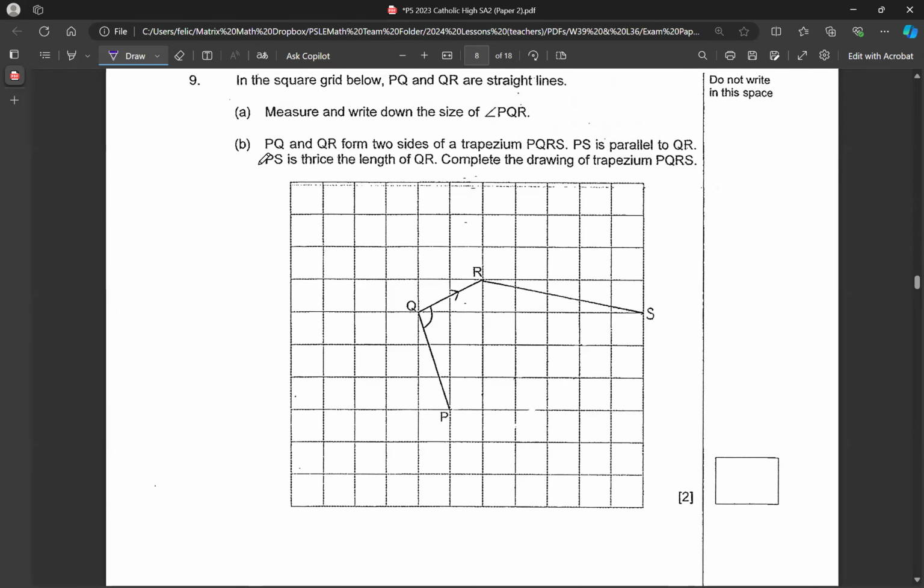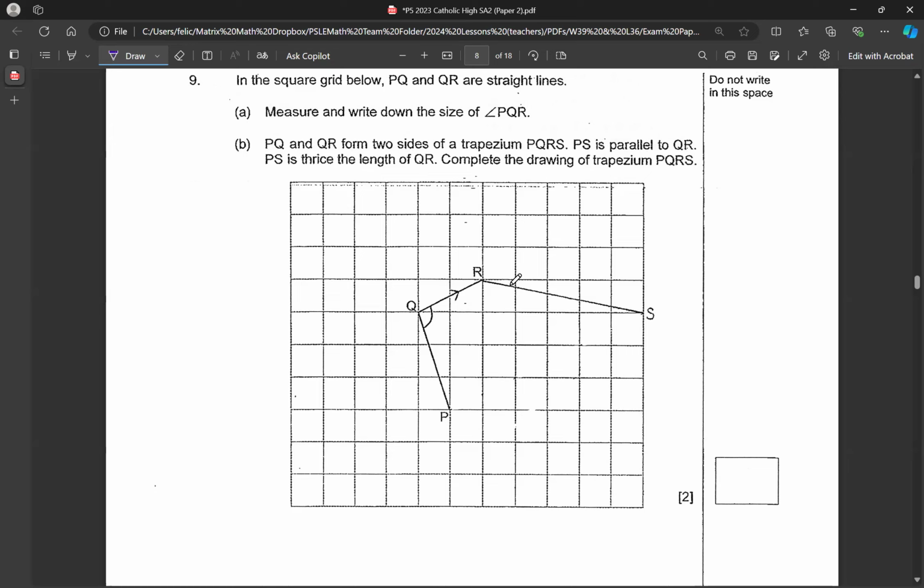Okay, the next one, PQ and QR form two sides of trapezium PQRS. Trapezium, we just covered this term recently. A trapezium, what is so special? It's a four-sided figure with only one pair of parallel lines. Now they say PS is parallel to QR. PS is thrice the length of QR. So complete the drawing of trapezium PQRS.